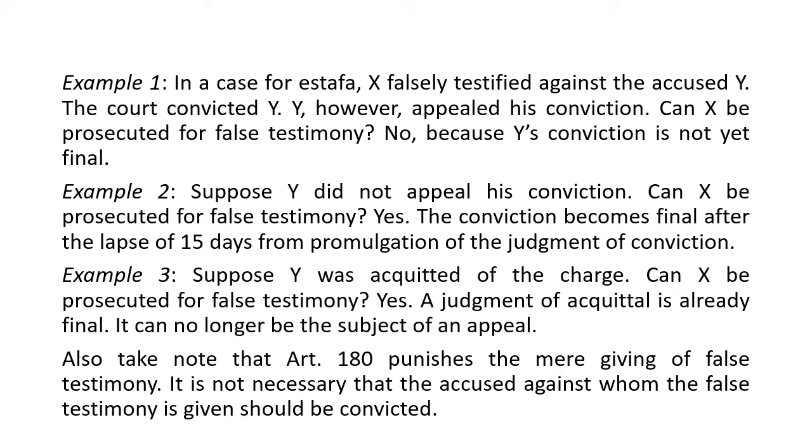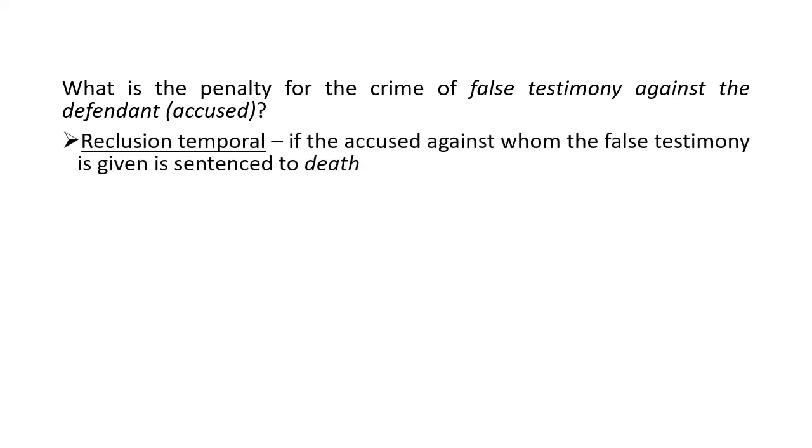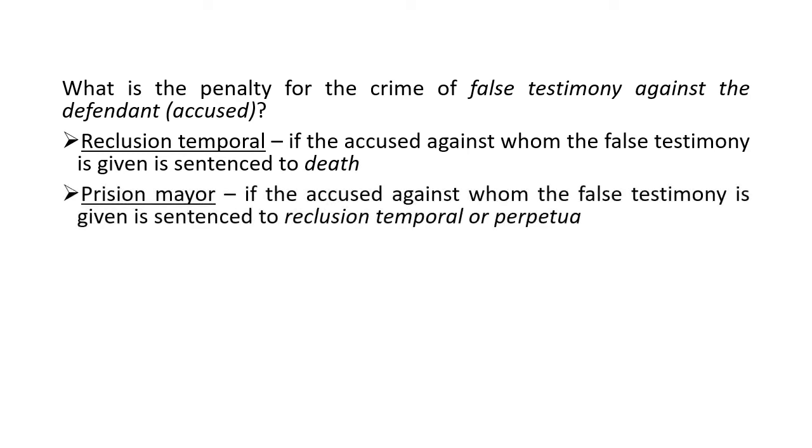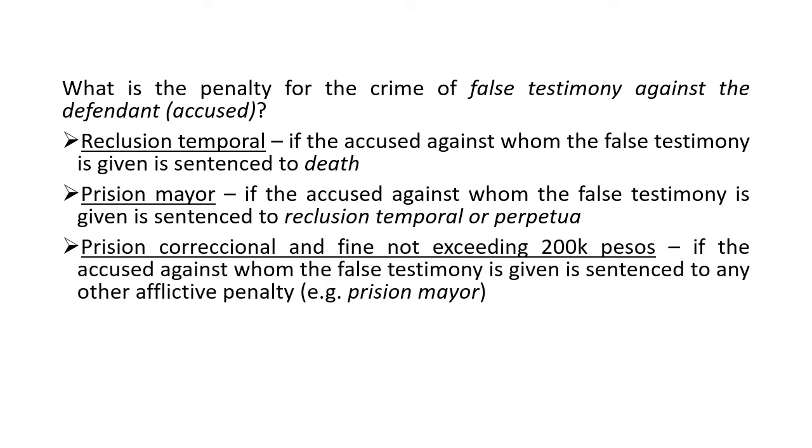Also take note that Article 180 punishes the mere giving of false testimony. It is not necessary that the accused against whom the false testimony was given should be convicted. Question: what is the penalty for the crime of false testimony against the defendant or accused under Article 180 of the Revised Penal Code? The penalty shall be as follows: reclusion temporal if the accused against whom the false testimony is given is sentenced to death. Prisión mayor if the accused is sentenced to reclusion temporal or perpetua. Prisión correccional and fine not exceeding 200,000 pesos if the accused is sentenced to any other afflictive penalty.